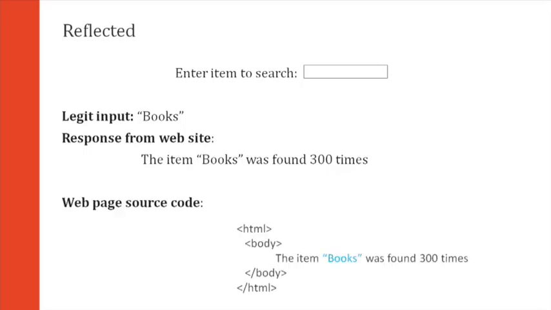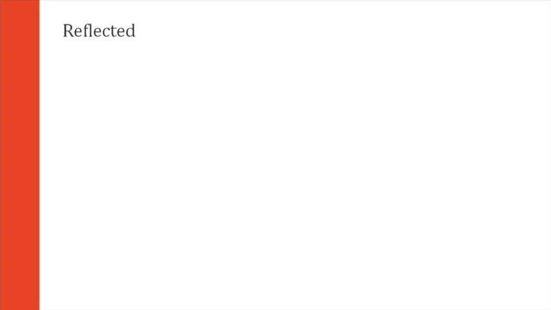If we look at the source code of this, we can see that behind the scenes it says the item books was found 300 times. The input was pasted in the output.